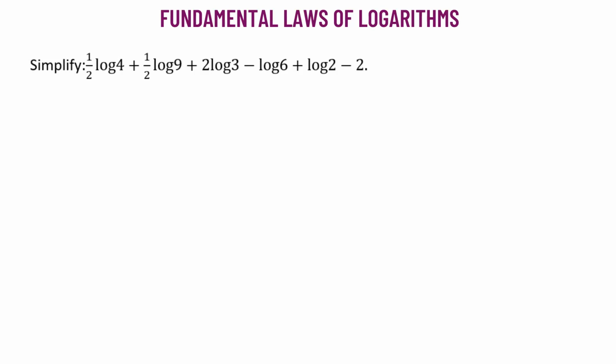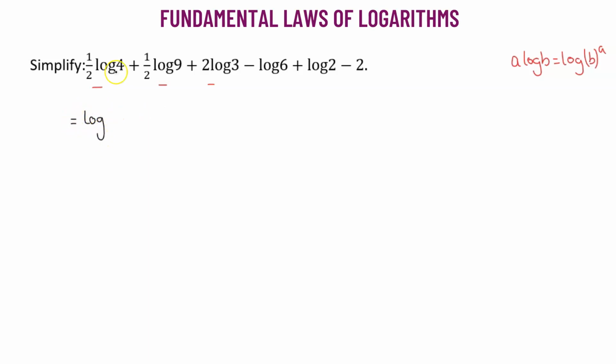So let's simplify the given logarithmic expression. Here we'll begin by using a property of logarithm. That is, if we have a times log of b, that's equivalent to log of b raised to the power of a. So we can use this property and apply it to our first, second, and third term. So let's rewrite the terms.